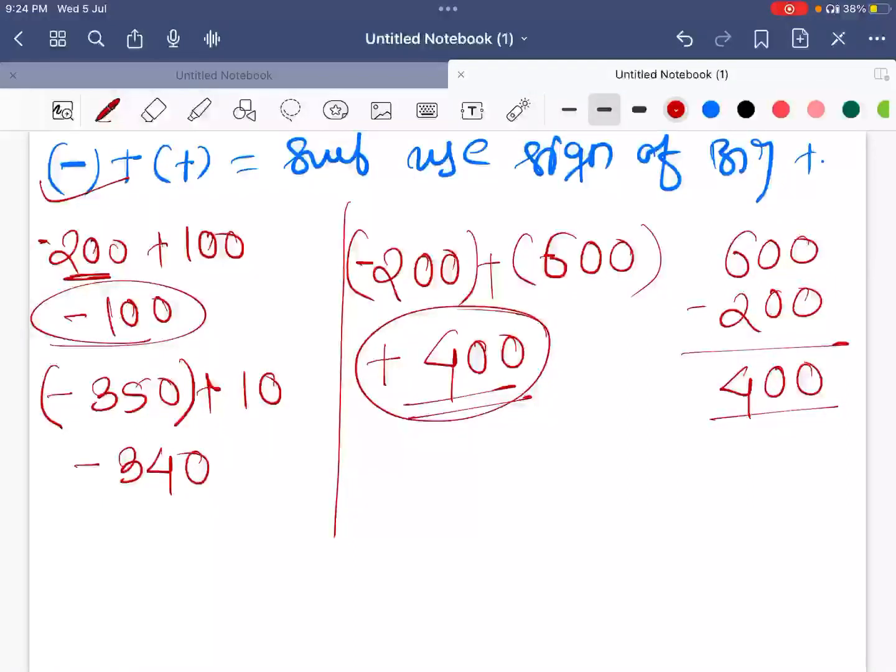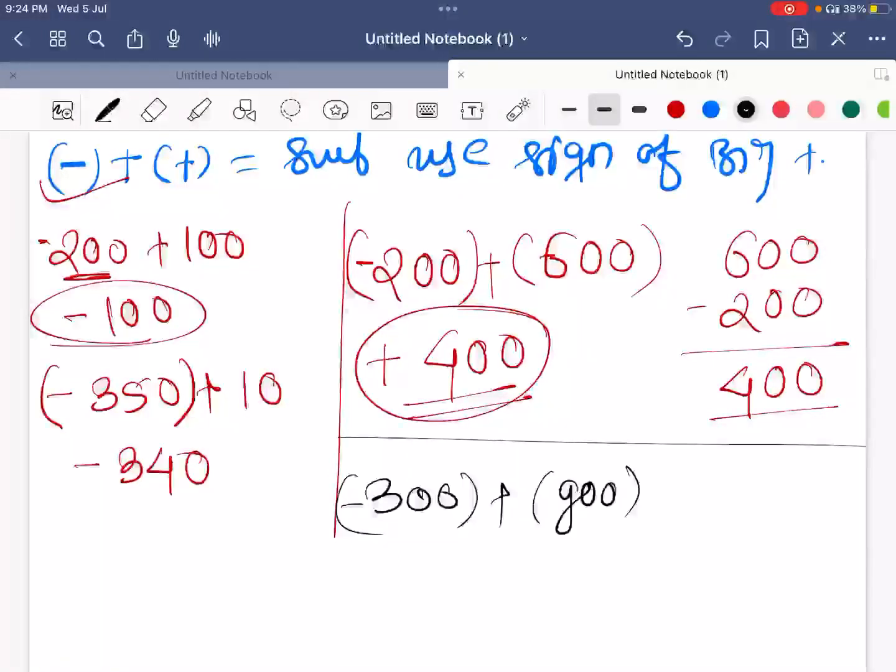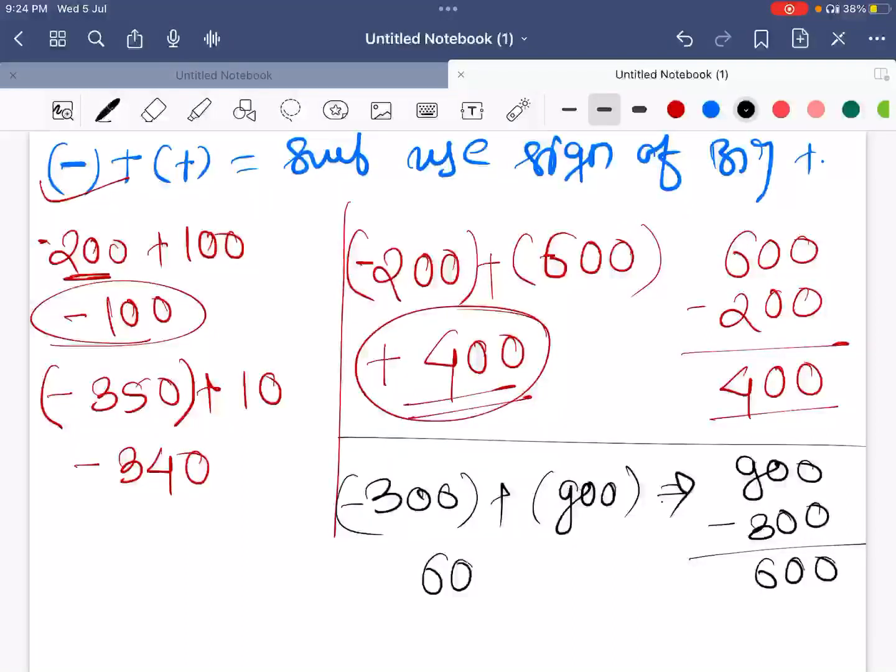Similarly, take another example, a similar type of question: minus 300 plus of 900. As per our rule, subtract the numbers. First subtract 900 minus 300. If you subtract this, obviously 600 is your answer. So write down the answer 600.